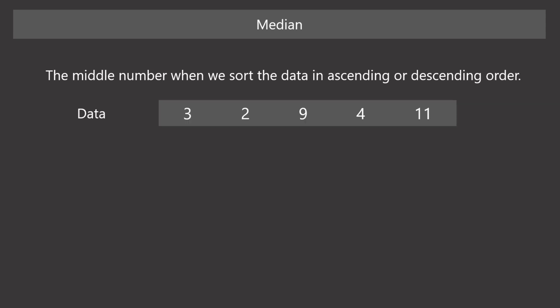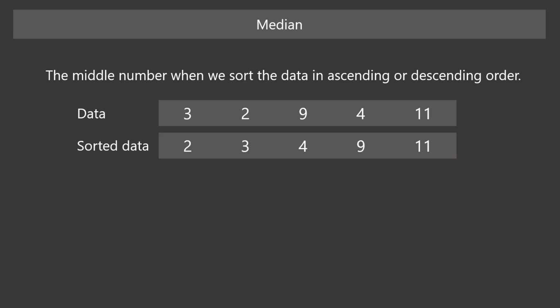Suppose we have a data of 3, 2, 9, 4, and 11. To find the median, first sort the data in ascending order. There are 5 observations here. So, the middle number is the third number. It is 4. So, 4 is the median of this data.